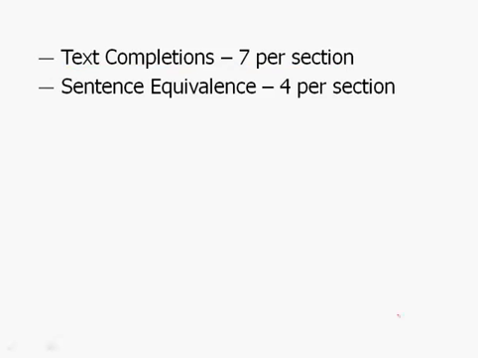The next question type will be sentence equivalents. So there will be 4 of these per section. These are actually very similar to text completions in that there's a sentence with a blank. But here there's always one blank and one sentence, but 2 possible answer choices or words that fit into that blank. Again, you will have 4 of these in a row. They don't actually come right after the text completions, though.